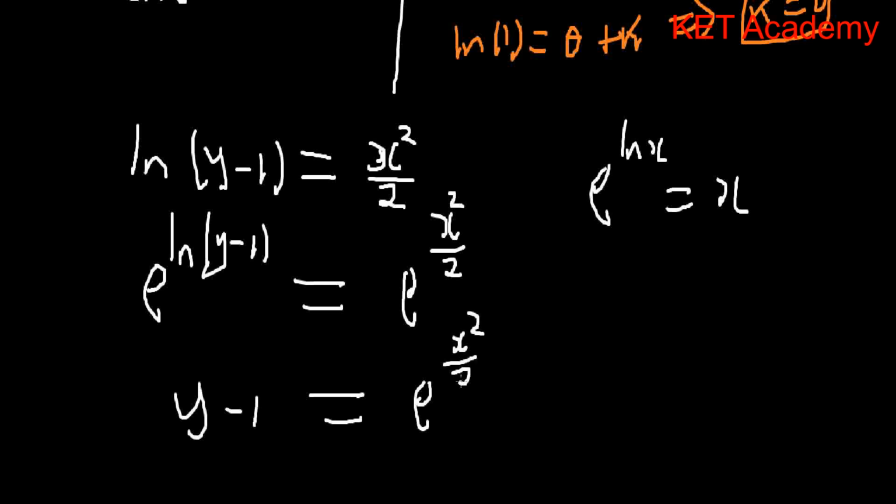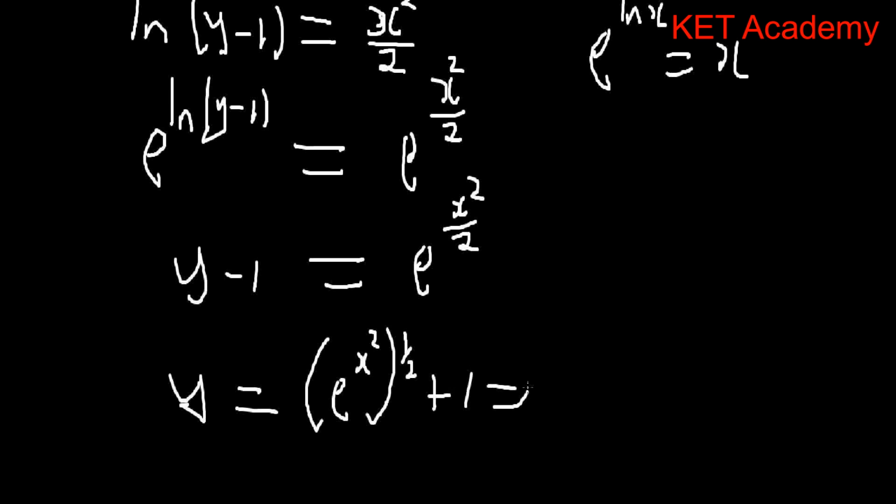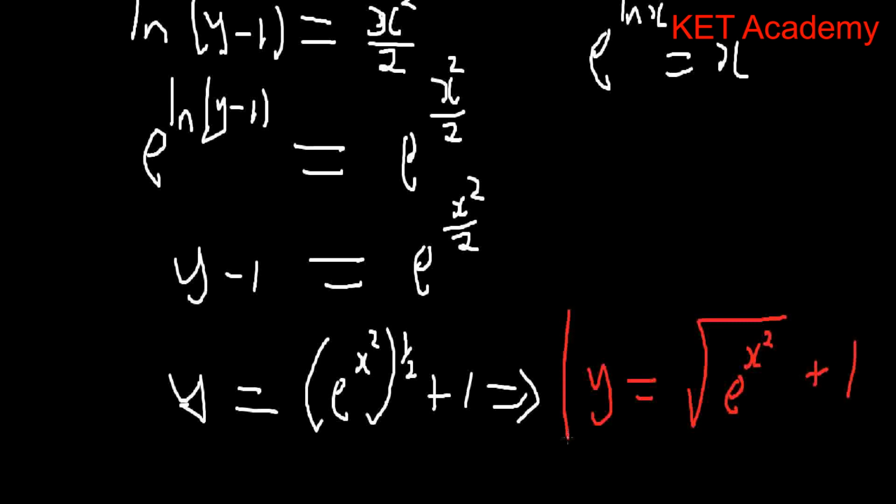So y is now equal to, we can write this as e to the x squared all to the power a half, plus 1. We can even further simplify it as y equal to the square root of e to the x squared, plus 1. So that's our final answer.